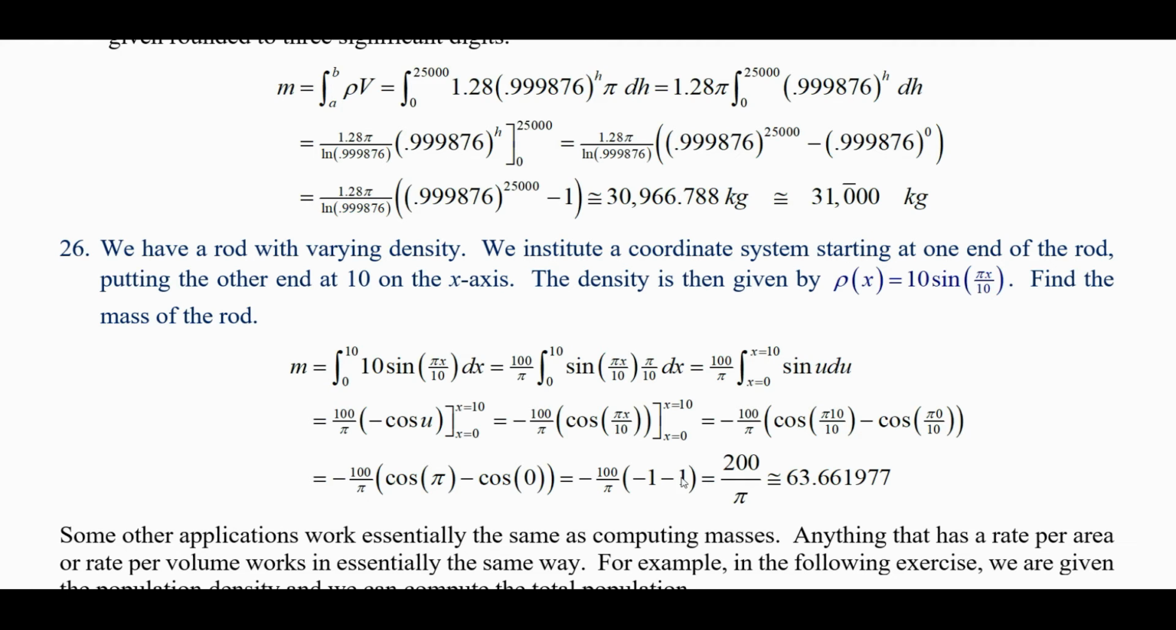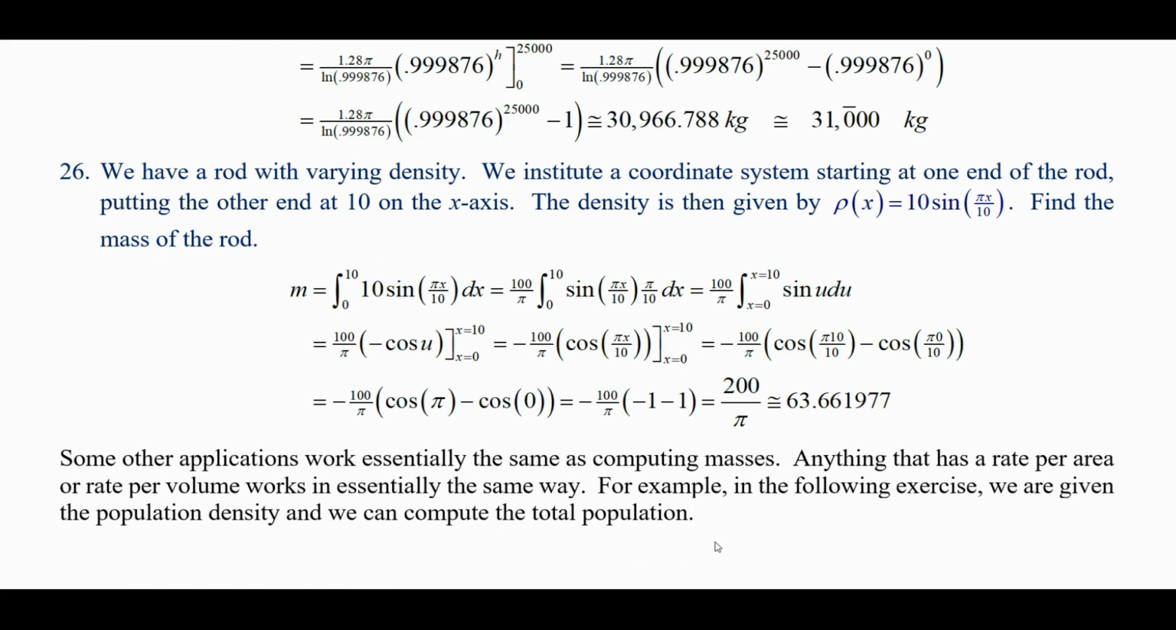Cosine of 0 is 1. Cosine of pi is negative 1. Two negative 1s make negative 2. Makes that positive and makes that 200. So the final answer is 200 over pi, or about 63.661977. Kind of a strange rod, because actually it's going to hit 0 density at a few places along the way, but at least in theory, the basic idea there.